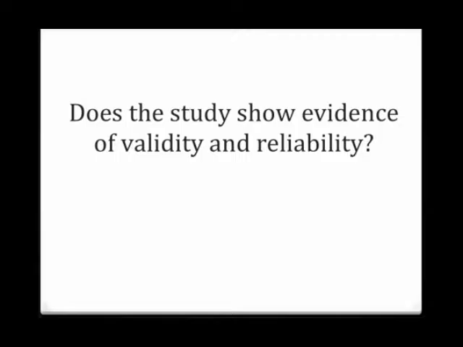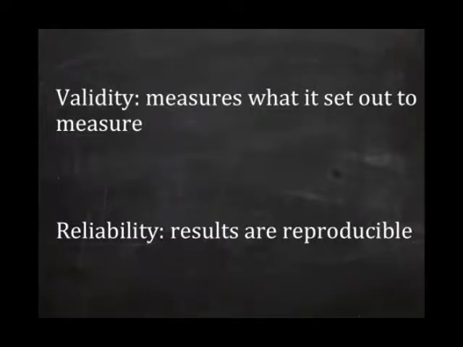Once Dr. Smith understood the study design, he asked himself, does the study show evidence of validity and reliability? Validity is the extent to which the research measures what it set out to measure. If the research question changed from the beginning of the study to the end, chances are it is not valid for its initial purpose. Reliability is the extent to which the results are reproducible. If a study consistently reaches the same result or nearly the same result with the same participant, it is deemed reliable.